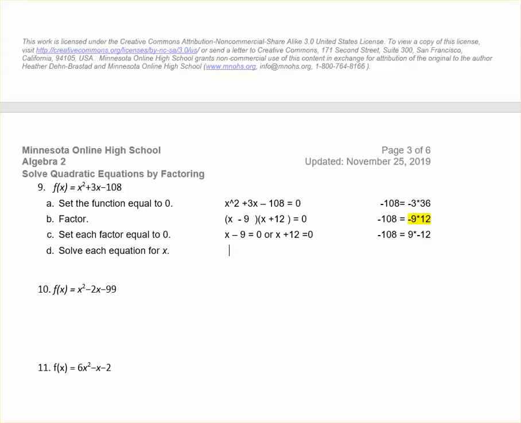So for this one, I would add 9 to both sides. Add 9. And I would get an answer of x equals 9. And for the x plus 12 equals 0, I would need to subtract 12 from both sides. So I would get an answer of x equals negative 12. And those are my two solutions then.